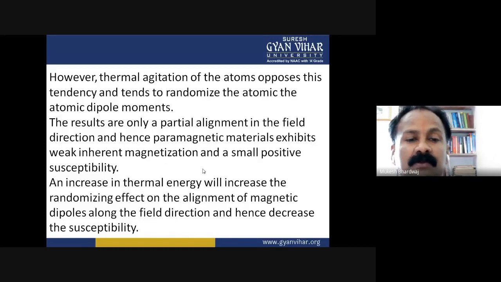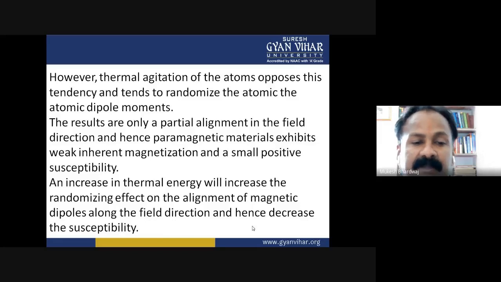The result is only a partial alignment in the field direction, and hence paramagnetic material exhibits weak inherent magnetization and a small positive susceptibility, or it can be negative. An increase in thermal energy will increase the randomizing effect on the alignment of magnetic dipoles along the field direction and hence decrease the susceptibility.